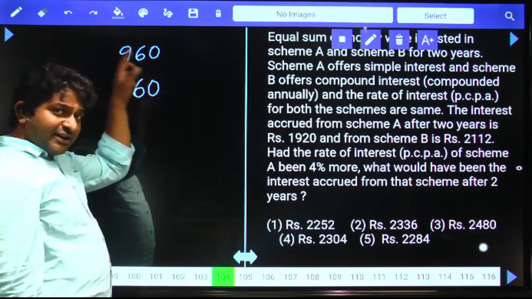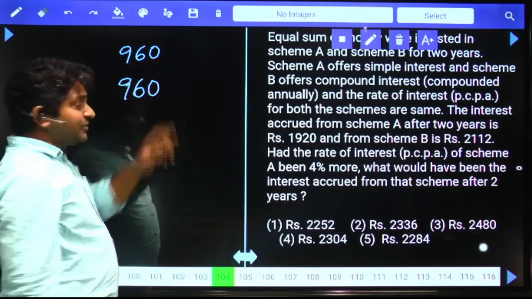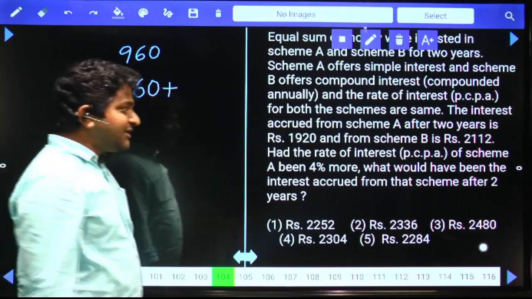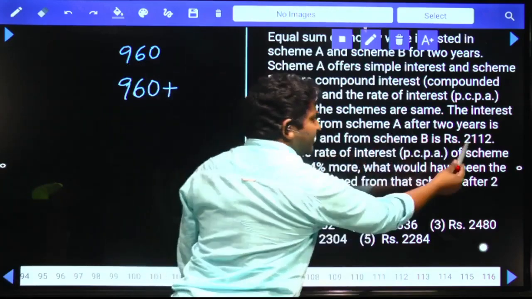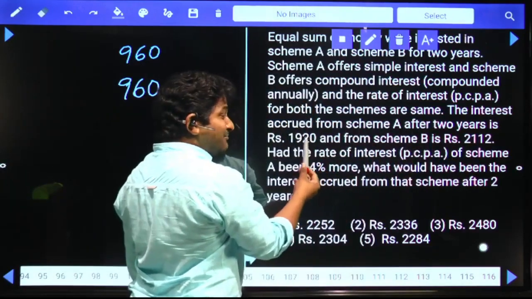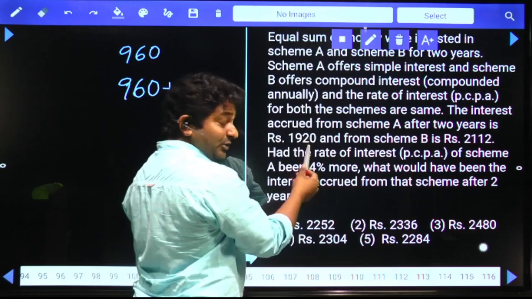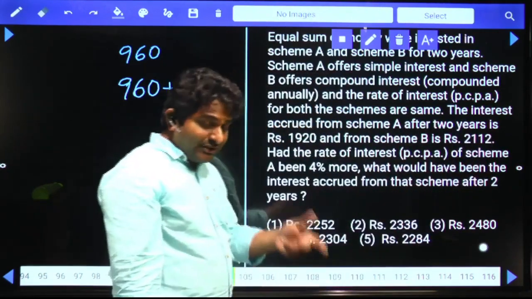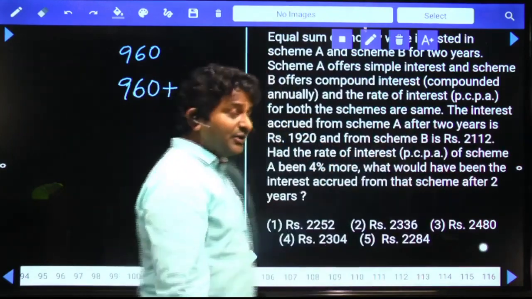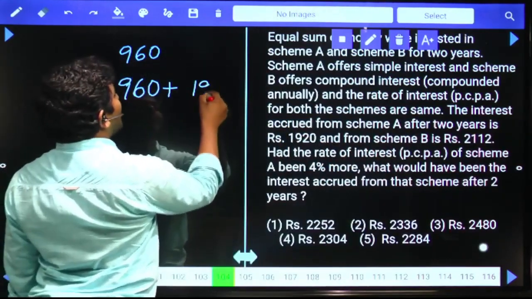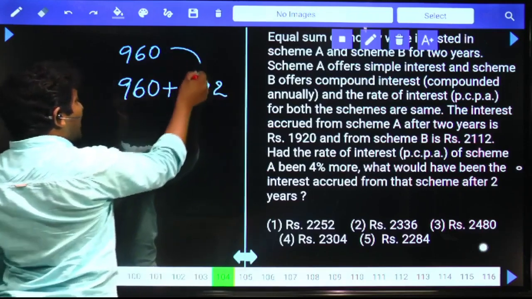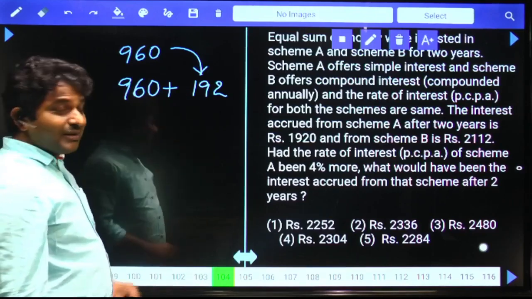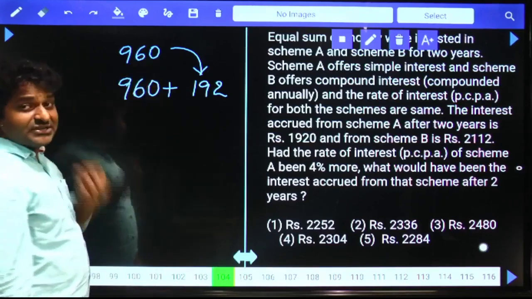Compound interest first year also 960. There won't be any change. Second year you should get 960 and extra. How much is extra? Extra in the sense of the difference between these two numbers. This number is 80 less than 2000. This number is 112 more than 2000. Difference in the sense 80 plus 112, that is equal to 192. 192 extra we are getting. Why are we getting 192 extra? Because that is interest on the first year's interest.